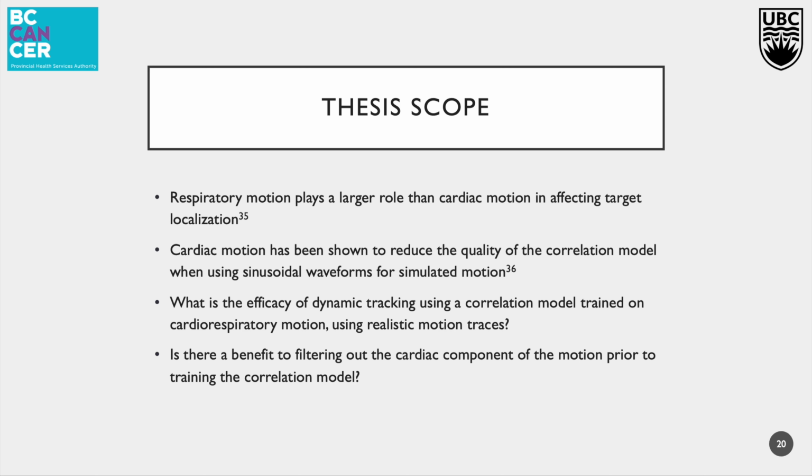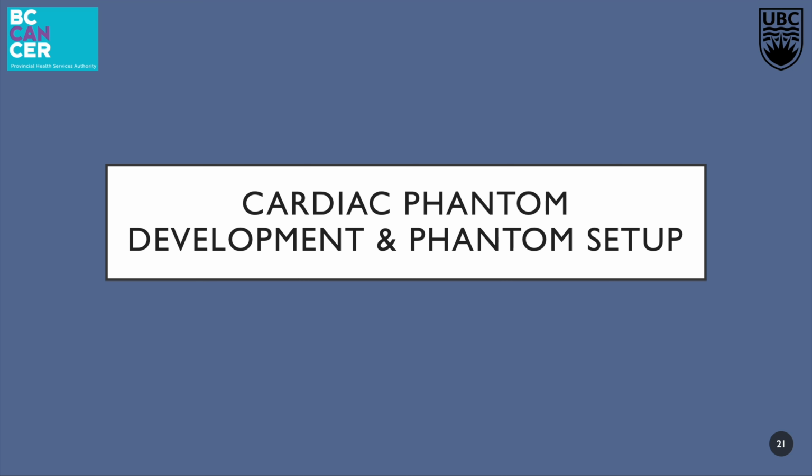Well, this leads us to our two major questions for this study. One, what is the efficacy of dynamic tracking using a correlation model trained on cardiorespiratory motion using realistic motion traces from actual patients? And then two, is there a benefit to filtering out the cardiac component of the motion prior to training the correlation model? Well, in order to explore these things, we need to look at a cardiac phantom.